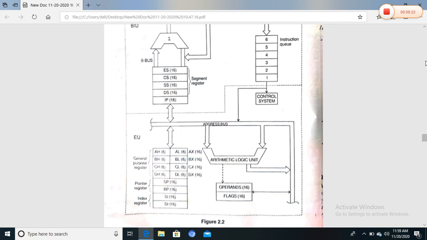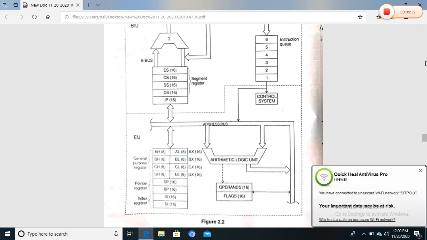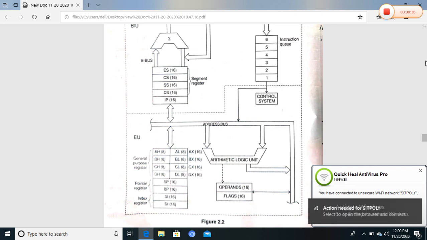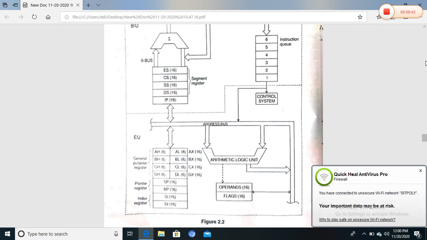This is the function of the BIU. In the BIU there are the 4 segment registers, the instruction pointer, and the instruction queue. The questions asked are: what is the function of the BIU, which blocks are in the BIU, what is a queue, and how does the queue speed up the processor. Next lecture we study the EU part.